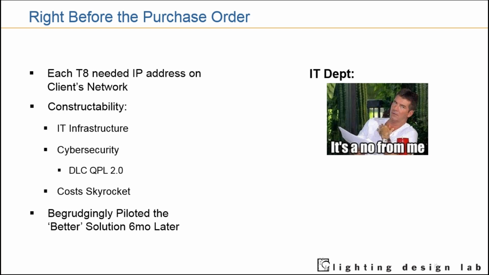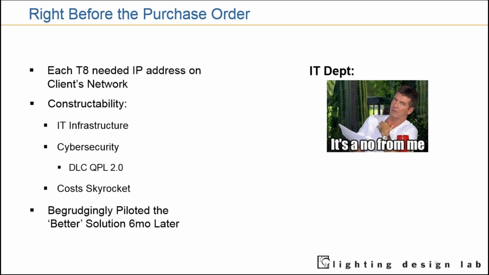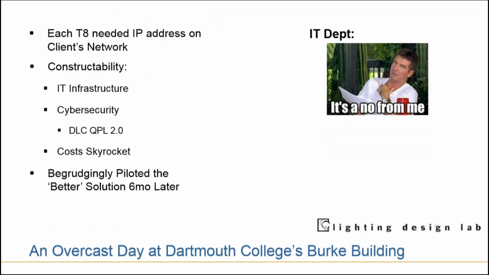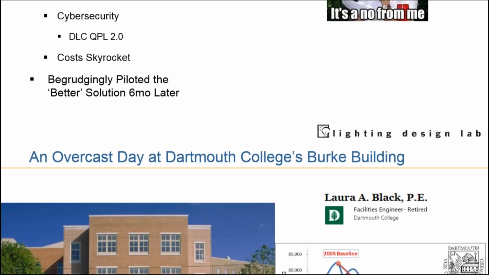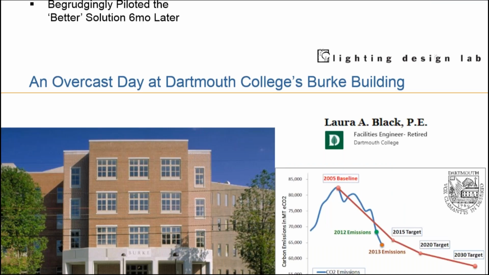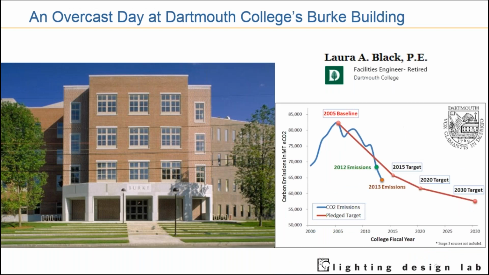Similar project, where I'm focusing more on constructability and cost. It was a sunny day in New York, and I'm going to call it an overcast day at Dartmouth College's Berg Chemistry building. Although it seems sunny, in New Hampshire it was overcast all the times that I went there for this project. But yes, Dartmouth as a campus itself had a goal of reducing their emissions and improving their energy footprint overall by 2030.